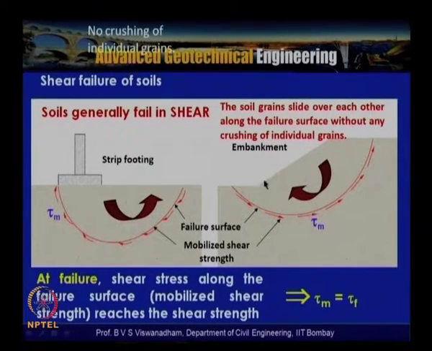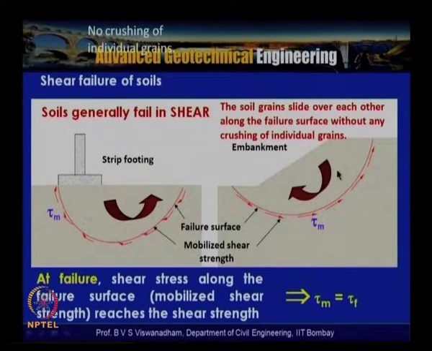But if you have a slope, because of its self weight it tries to counter this driving shear stress, and tau m is the mobilized shear strength to counter it. This is also a failure surface. Soil generally fails in shear: the moment the driving shear stresses due to the stiff footing loading overcome the mobilized shear strength, the failure occurs.